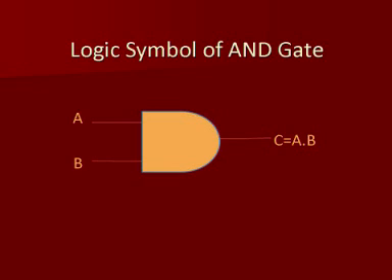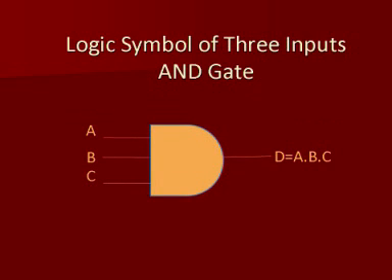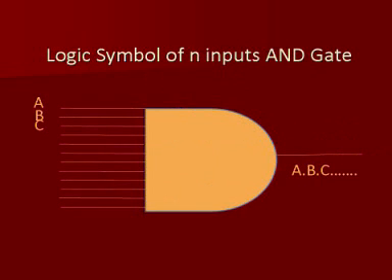The logic symbol of the AND gate is somewhat D-shaped, with the inputs A and B connected to the flat side and the output C being connected to the opposite outwardly convex side of the D shape. The output C equals A into B. Accordingly, we can have 3-input and n-input AND gates.